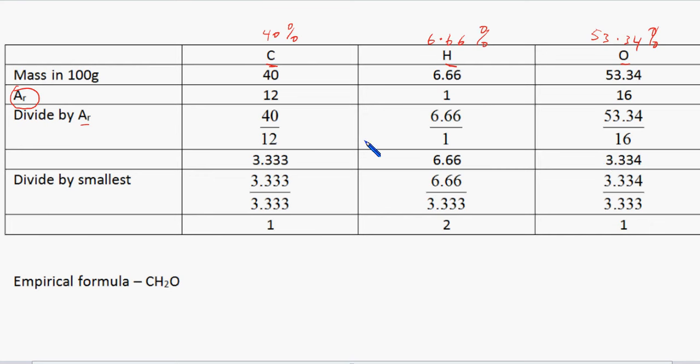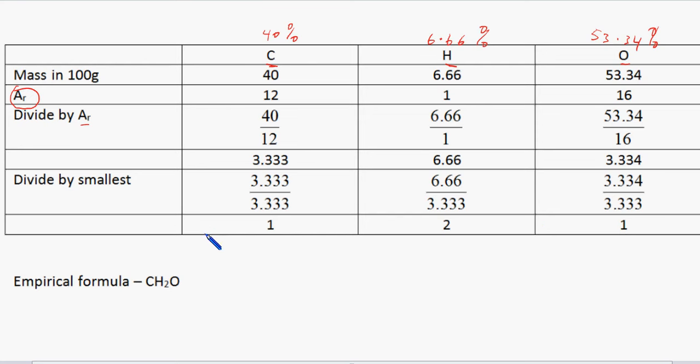Now, when we get these numbers, the next step is to divide by the smallest of the numbers. If we look at the numbers, we see that the smallest number is really 3.333. Okay, this one is 3.334, which is roughly the same figure. So we'll go with the 3.33. So we take 3.333 and divide it by 3.333, we get 1. 6.66 divided by 3.333, we get 2. And 3.334 divided by 3.333, we get 1.